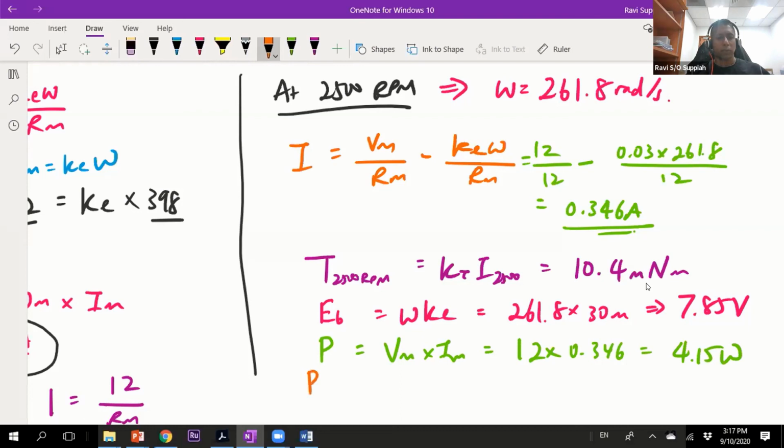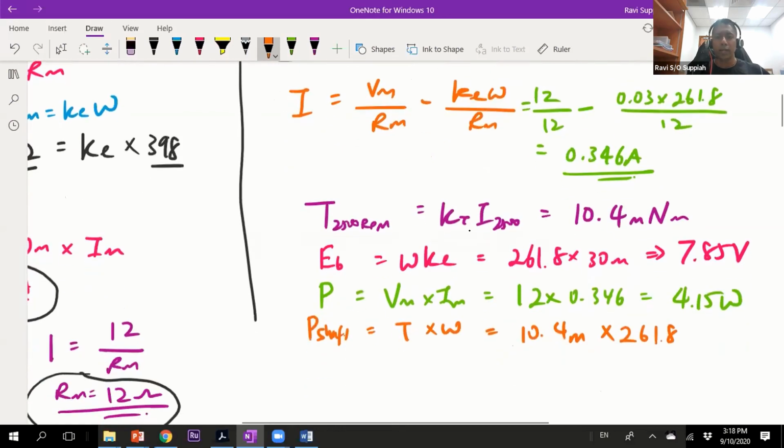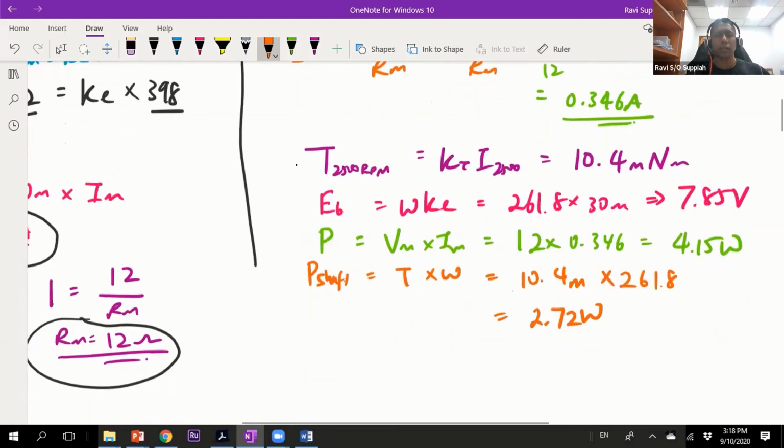Then there's power to the shaft. Power to the shaft is basically torque multiplied by omega. So the torque is given by 10.4 milli multiplied by the omega 261.8, and that would give me a value of 2.72 watt.